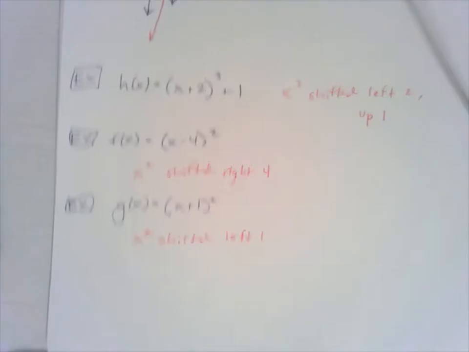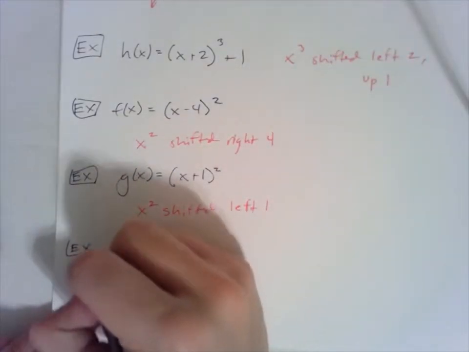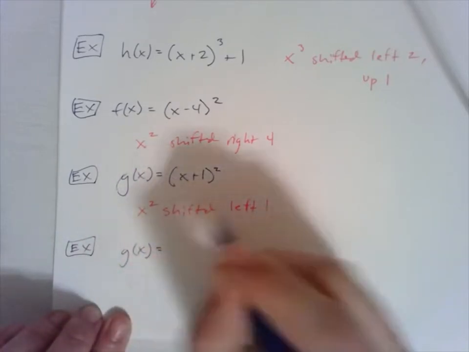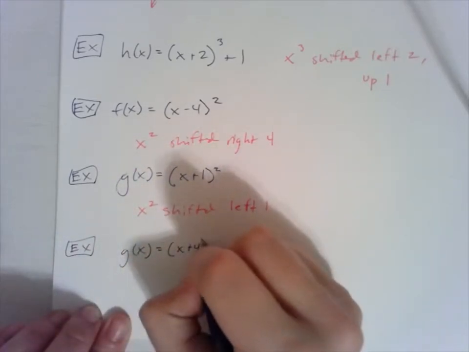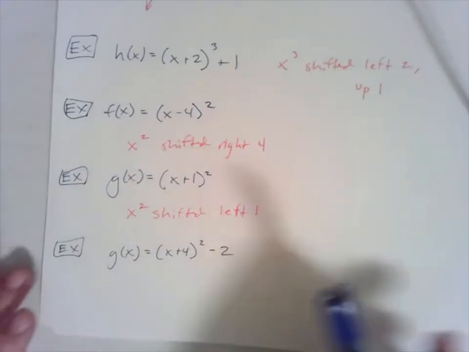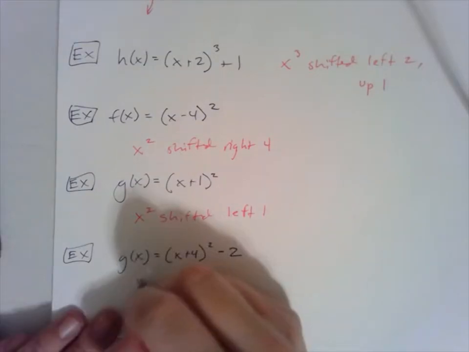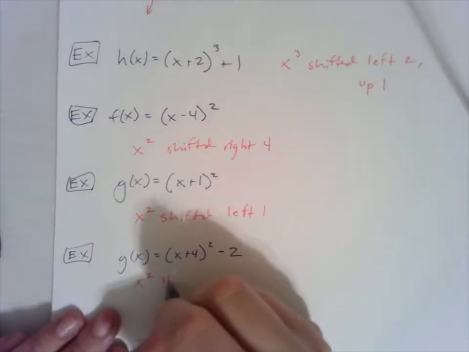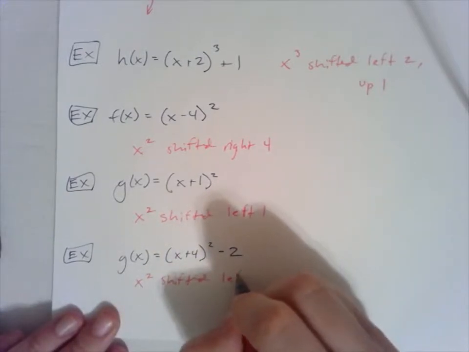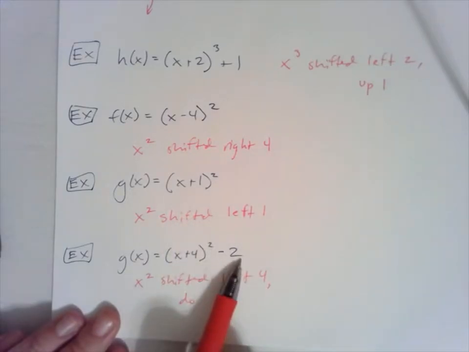If we had the function g of x equals (x plus 4) squared minus 2, again we can see that our parent function is x squared. So we say x squared shifted to the left again, to the left 4. And then we have that minus 2 at the end, which means it would go down 2.